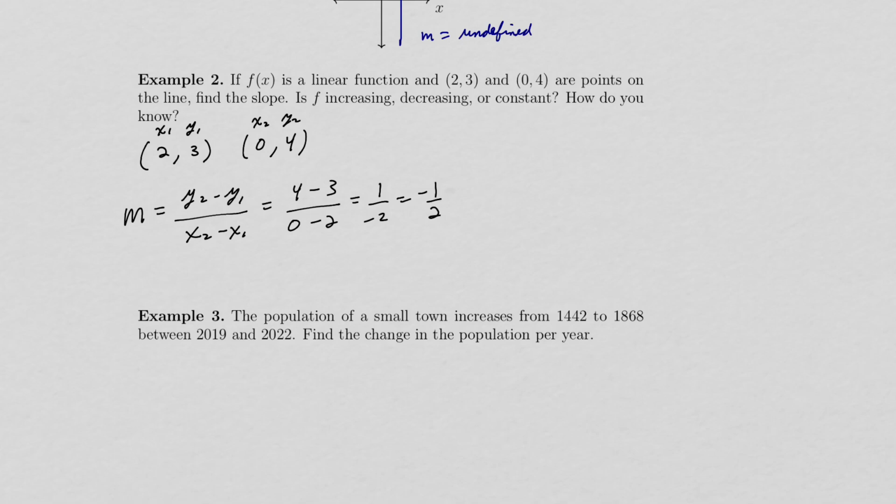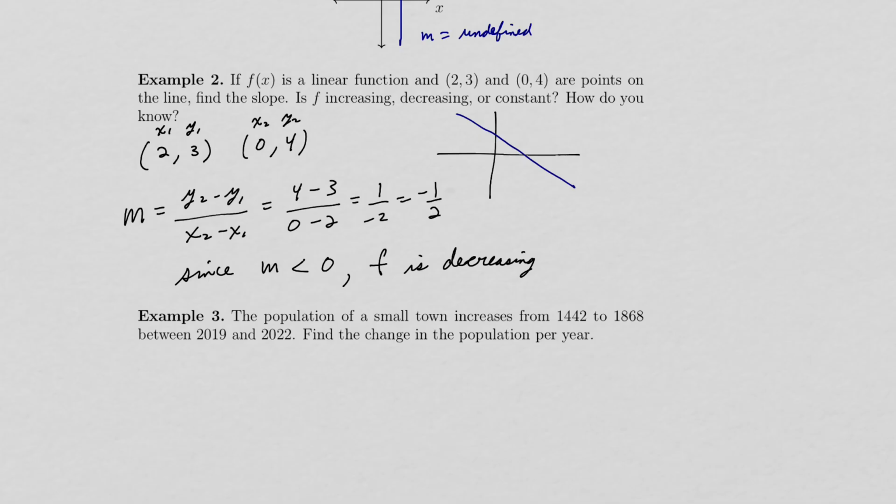Okay, so since the slope is less than 0, that means the function f is decreasing. If it's less than 0, the line's going to look something like that, right? So the function is decreasing over time. And how do we know that? Again, because the slope was negative.